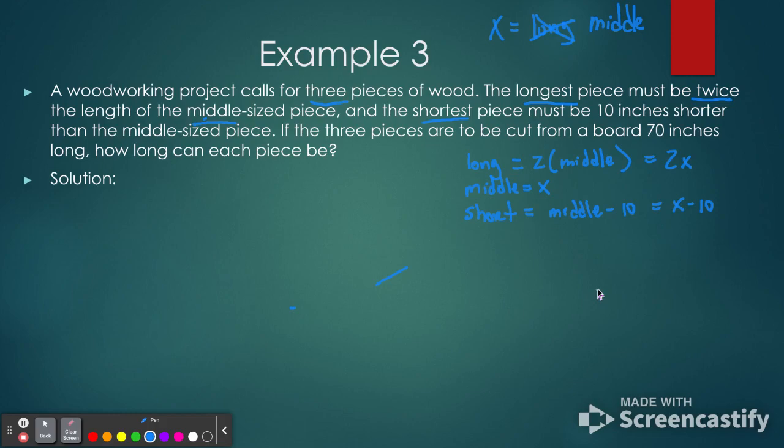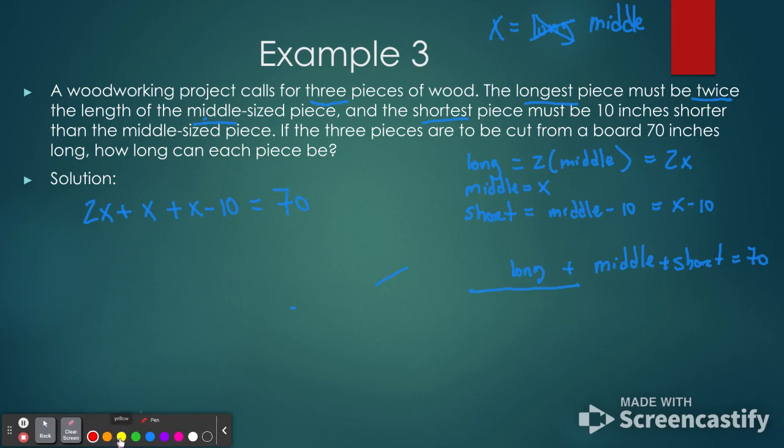Now we need to take those 3 expressions and figure out what we're going to do with them when we make our equation. And so it says, if the 3 pieces are to be cut from a board that's 70 inches long, how long can each piece be? And so we're assuming that we're going to use all of the board, right? So if we have these 3 pieces of wood, we're going to use all 70 inches. So that means the 3 pieces of wood are going to add up. So we have our longest, plus our middle, plus our short is going to be equal to 70. And so plug that into our equation, and we get 2x plus x minus 10 is equal to 70.